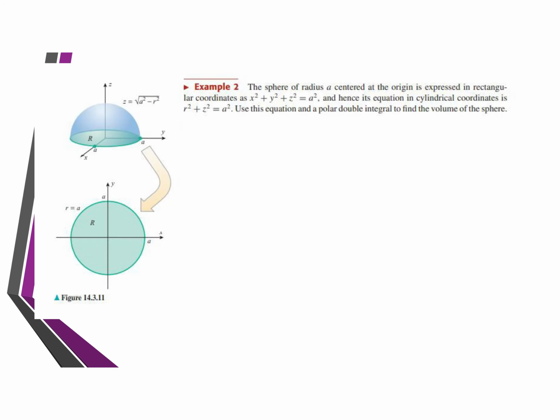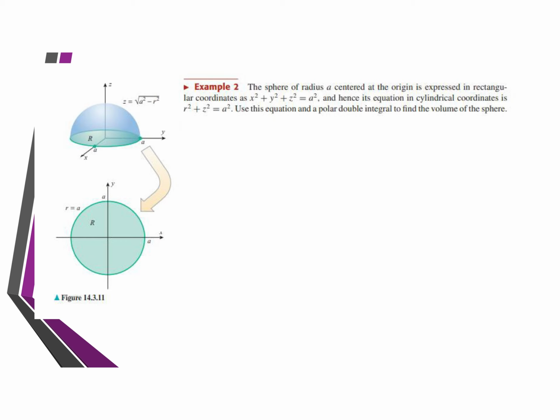Okay, now let's proceed to example 2. The sphere of radius a centered at the origin is expressed in rectangular coordinates as x square plus y square plus z square is equal to a square. And hence, its equation in cylindrical coordinates is r square plus z square is equal to a square. Use this equation and a polar double integral to find the volume of the sphere.